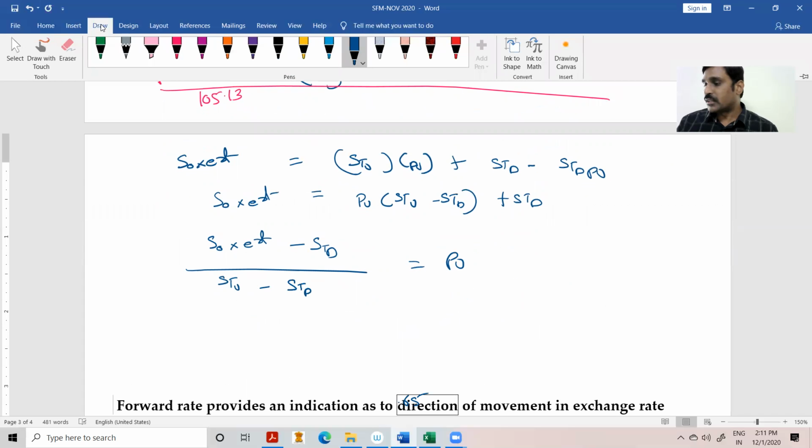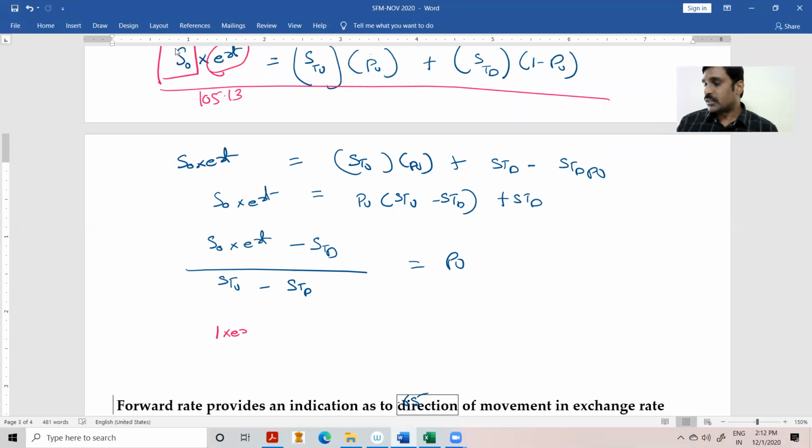Rather than taking the actual ST, I am taking 1, that's it. 1 into e to the power of RT minus 0.95. What is my fallen price? 0.95 means if I invest at 1 rupee, it will be 0.95. If I'm investing 100, it will be 95. If I'm investing 100, I'll get 108. If I'm investing 1, I'll get 1.08. As simple as that. So this is the formula.